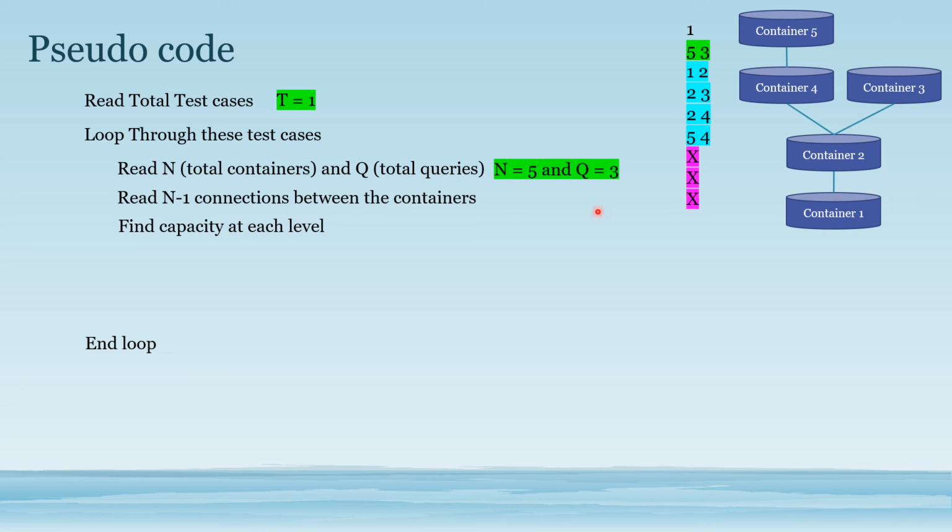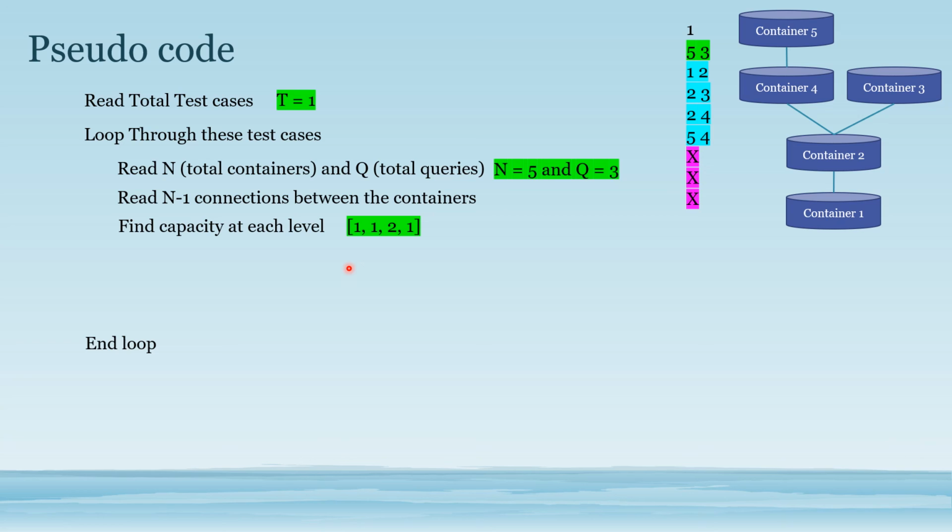And after reading everything, just find the capacity at each level. For example, if you consider this as level 0, then this is level 1, level 2, level 3. Or if you consider level 1, then this is level 2, level 3, level 4. So at level 1, we have a capacity of 1. At level 2, we have again 1 capacity. At level 3, we have two capacities. Okay, like that. And store it in a variable: 1, 1, 2, 1. And finally, we have 1 capacity.